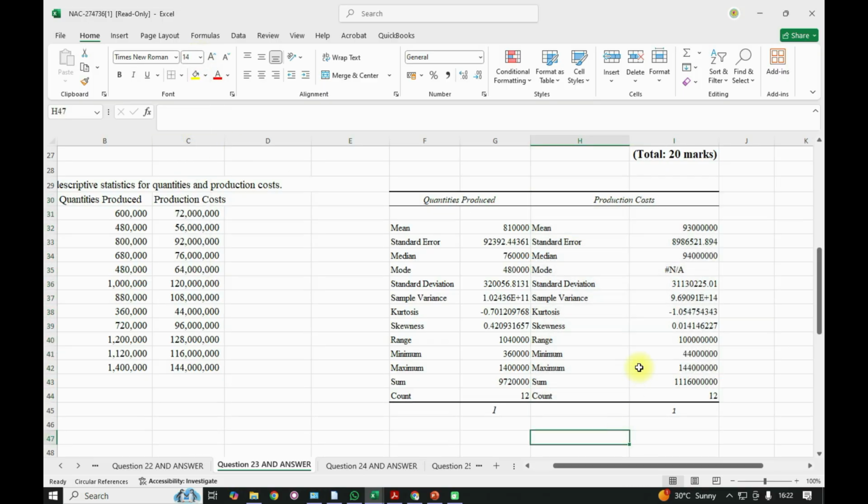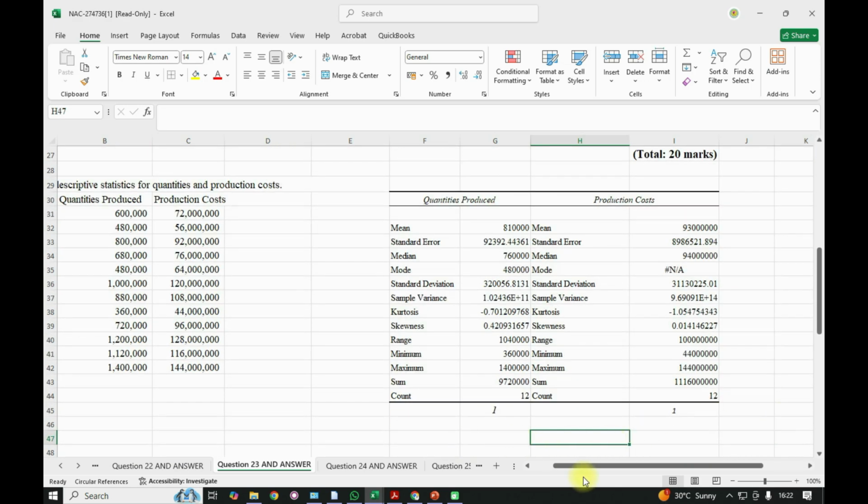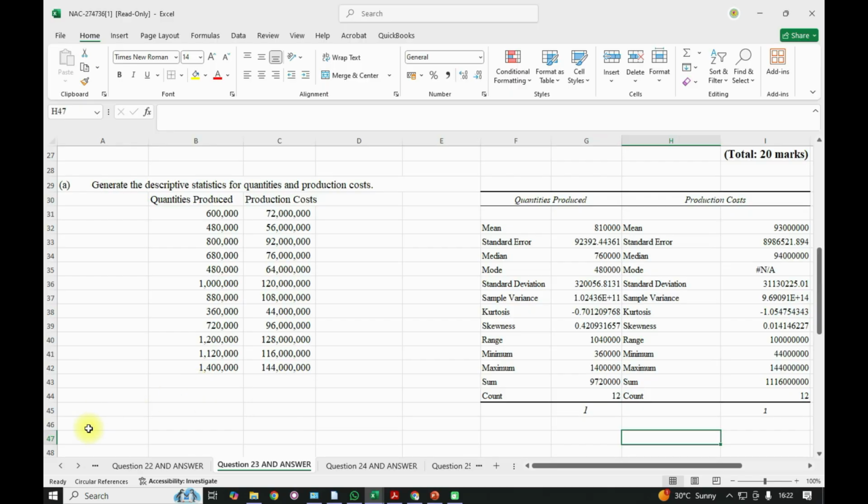We'll find that for that we don't have the mode. The mode is telling us that it's not available, but all the rest we have the values. So for production cost and for the quantities, that one was giving you the 4 marks, the 4 possible marks that were being awarded there.